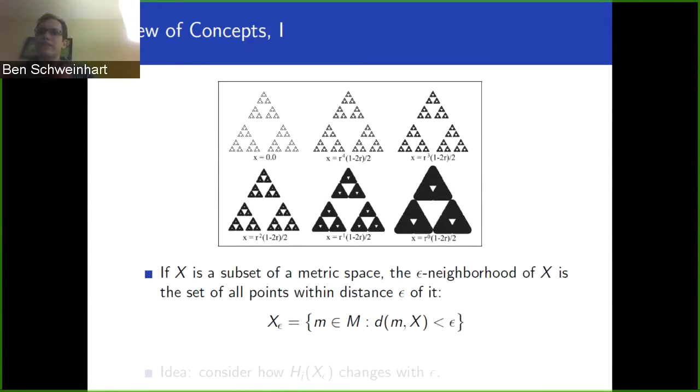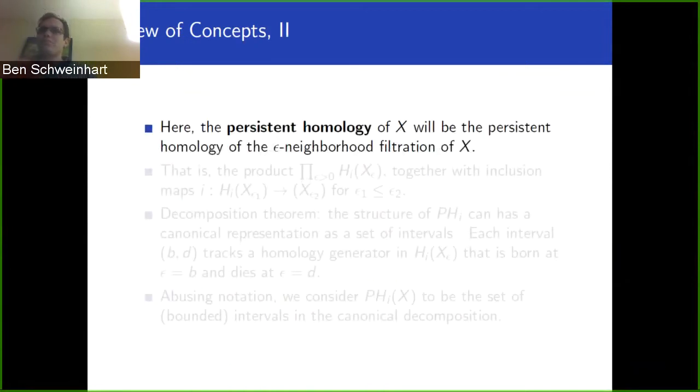Just to establish notation, the epsilon neighborhood of a subset of a metric space is the set of all points within distance epsilon from that subset. So in the picture, we have a few different epsilon neighborhoods of this modified Sierpinski triangle. The basic idea of persistent homology is to consider how the homology groups change with epsilon.